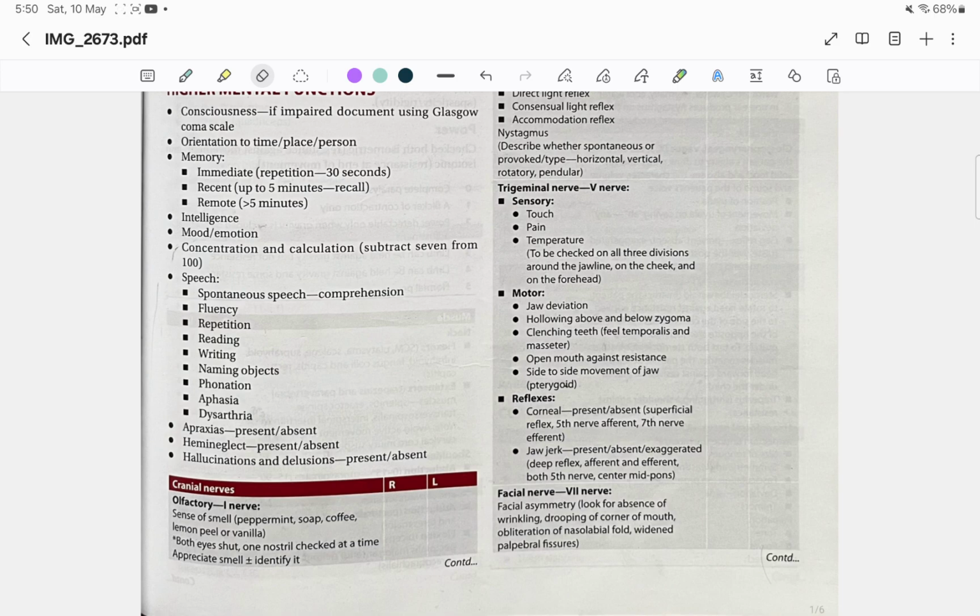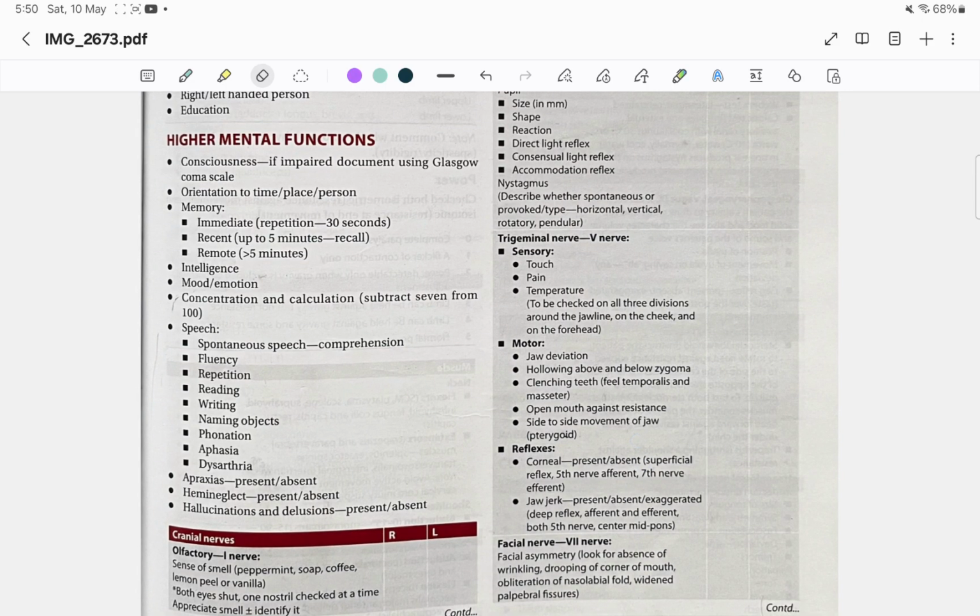Speech is a separate topic. If you want to know about speech, I will take a separate class, because it will be a short class, and I can explain in detail there. Hemi-neglect and apraxia are very higher mental functions. You don't need to actually mention that the patient has apraxia, hemi-neglect or hallucination. You just have to mention higher mental function: consciousness, orientation, intelligence, speech. These four things are more important. If you mention these four things, your higher mental functions are done.